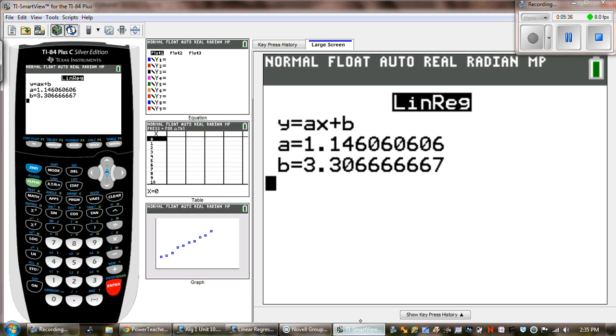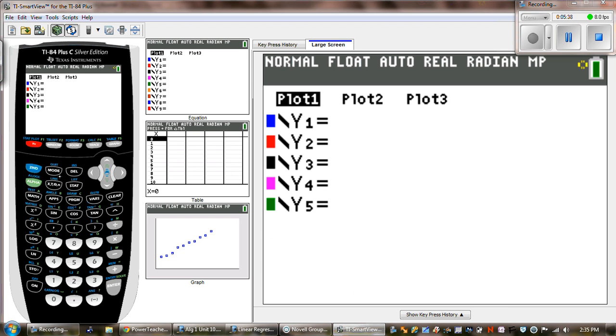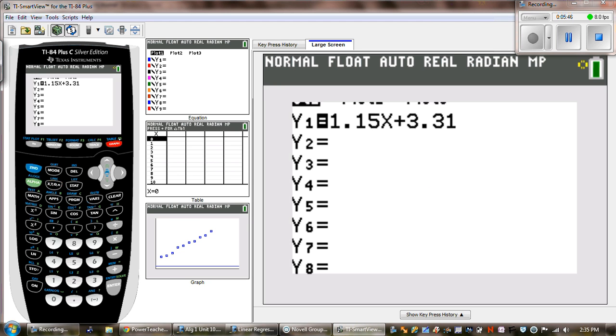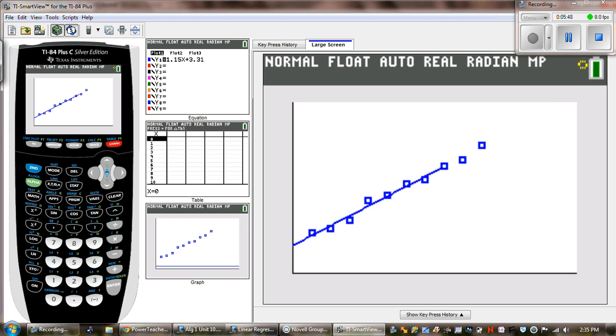What we can do with that equation is come back to y equals, enter 1.15x plus 3.31, and graph it, and that's our line of best fit. Now you can see that, yes, for sure, this was a strong correlation.